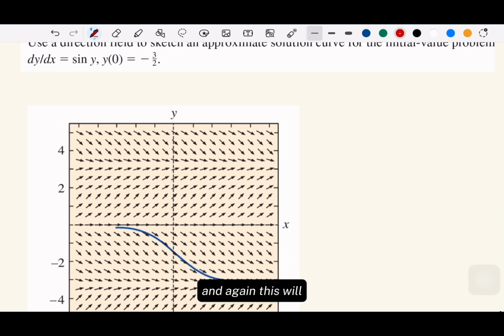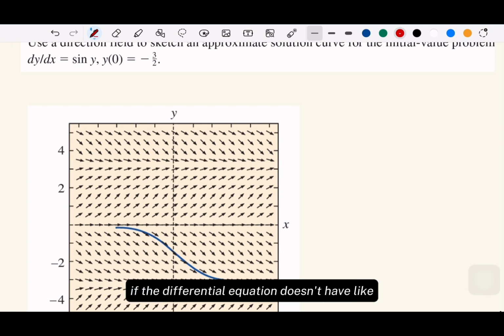Okay. And again, this will be really useful if the differential equation doesn't have an analytical solution. Then you can find it through the graph. We can say that this is our qualitative solution.